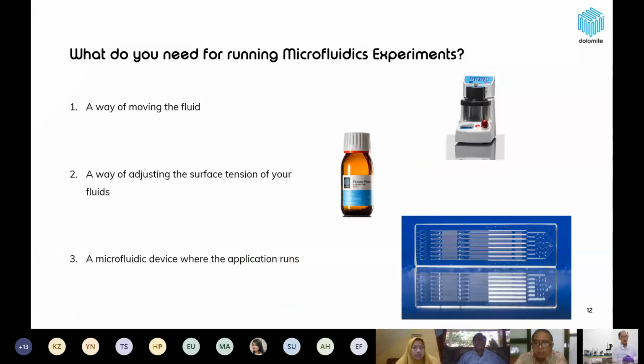So what do we need for running a microfluidics experiment? We need three main things. The first thing is a way of moving fluids, which means we need a pump. The second is a way of adjusting the surface tension of the fluids, which means we need surfactant to stabilize the droplets at formation. And the third one is a microfluidic device where the application runs, which means we need a glass chip or microfluidic chip to run the application.